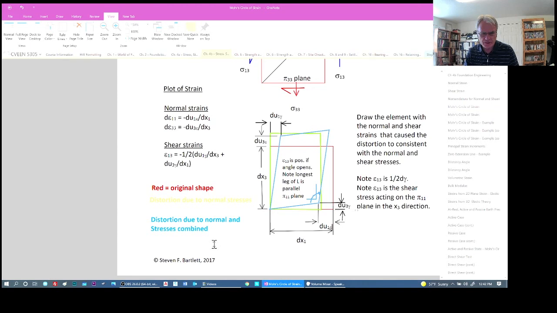So let's see, we need to understand that in this particular diagram, the red is the original shape. There is some elongation that has happened, stretching, but then there's also some distortion or angular change that's given the final configuration in blue.